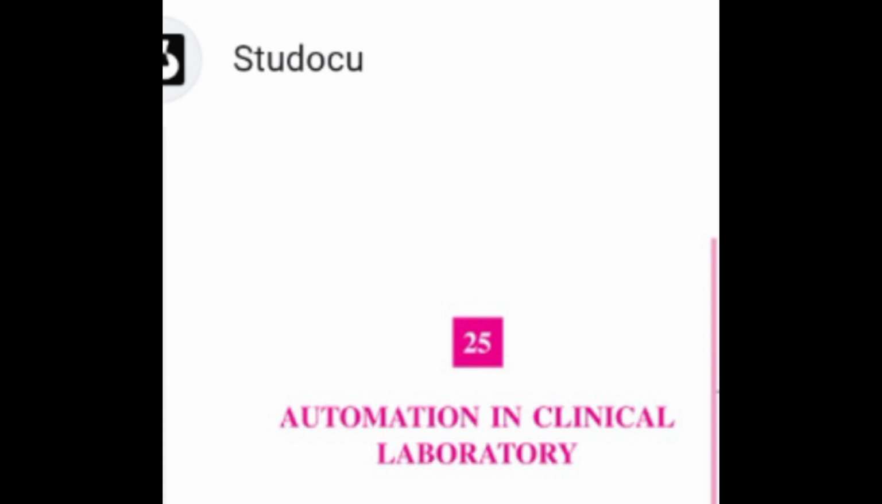Before the analysis, the sample should be loaded on a loading zone. The loading zone of the analyzer is the area in which the specimens are held in the instrument before they are analyzed. Specimen processing: the automation of analysis of an analyte requires removal of interfering substances or proteins.